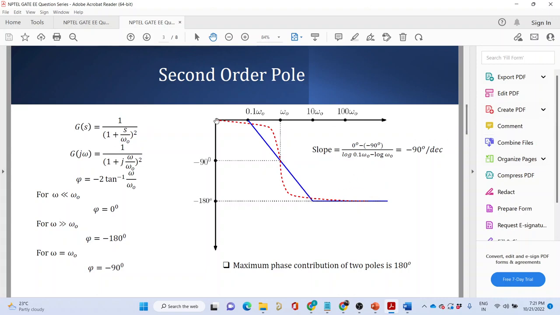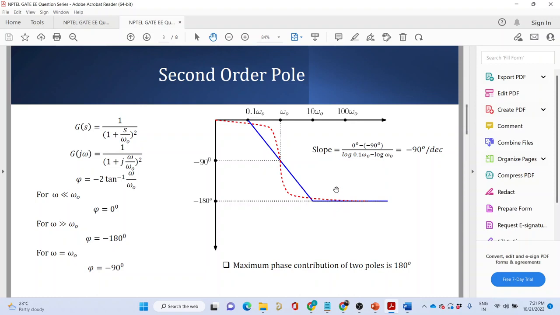When zeta equal to 0, that is no damping, zero damping, the poles are lying on the imaginary axis. In such a case, the phase plot becomes something like this. It will remain 0 up till omega 0. From omega 0, there will be a steep change. It will suddenly change to minus 180, and with higher frequency it will remain at minus 180 degree. This is your resonant condition, or what we call resonance.